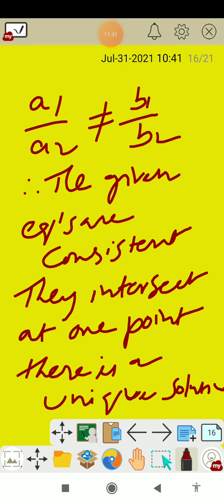These two lines, these given linear equations, are consistent. They intersect at one point. We already said that a1 by a2 is not equal to b1 by b2, which means they are intersecting lines. The first one is consistent, and they intersect at one point. There is a unique solution.